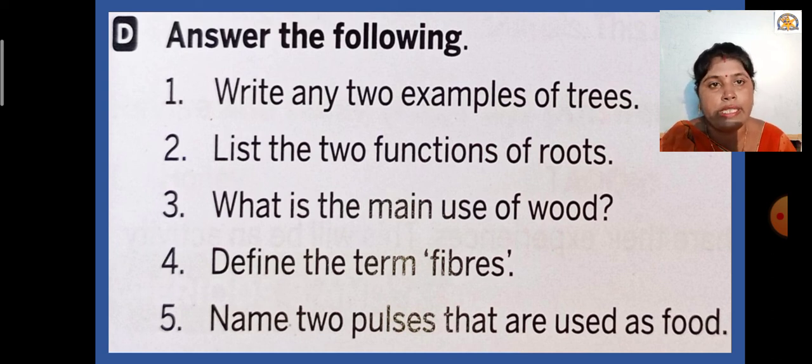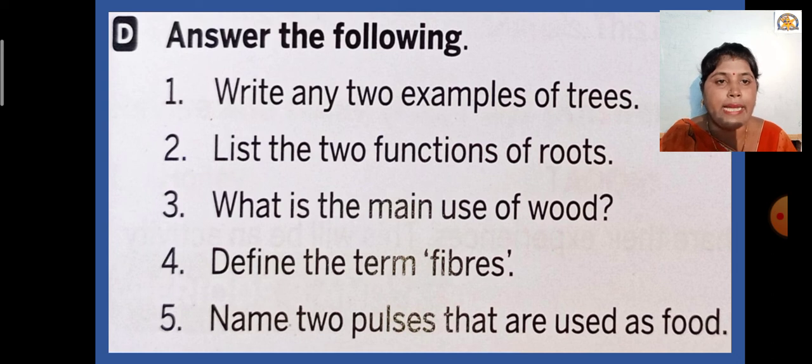Question number 3 is what is the main use of wood? This is an important question. The main use of wood is to make furniture like table, chair, etc. Question number 4, define the term fibers. Define means you have to tell what is meant by fibers. The question is asked in a different way, but it is very simple. Fibers are thin thread-like materials which are used to make clothes, bags and ropes.